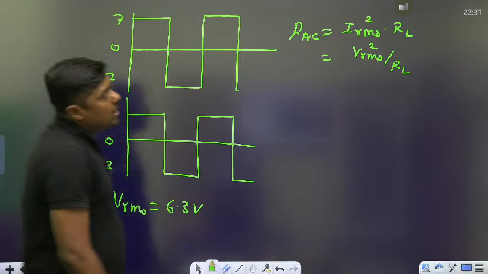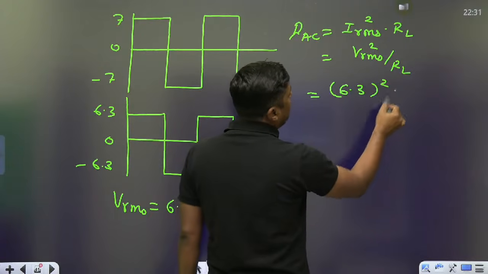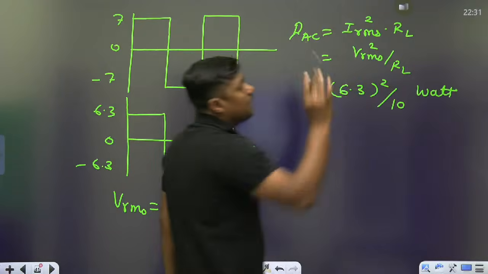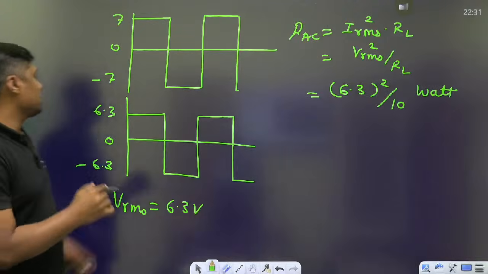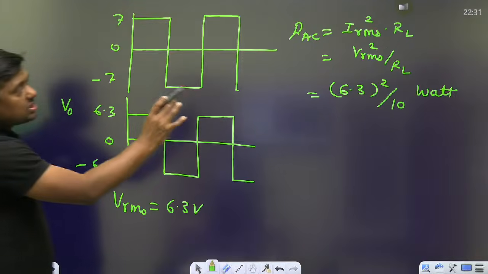So what is the AC power output? 6.3 square upon what? 10. This is the RMS value of the output actually, and RL is given as 10 ohm. So that is the AC power output.